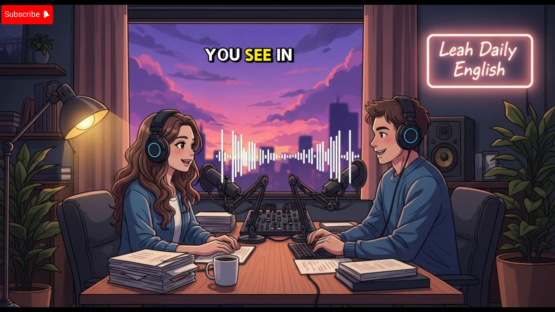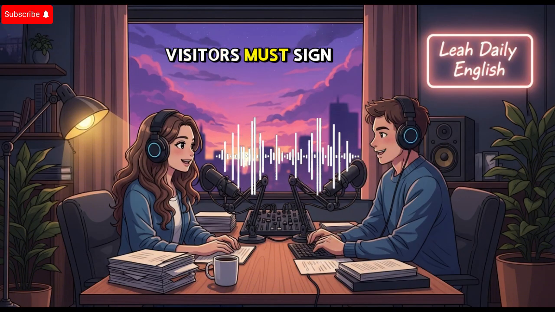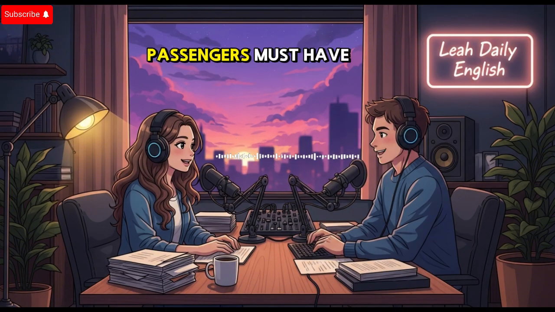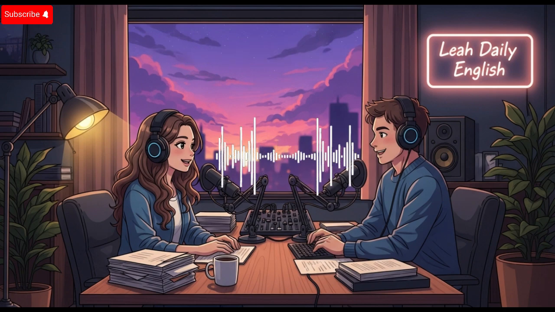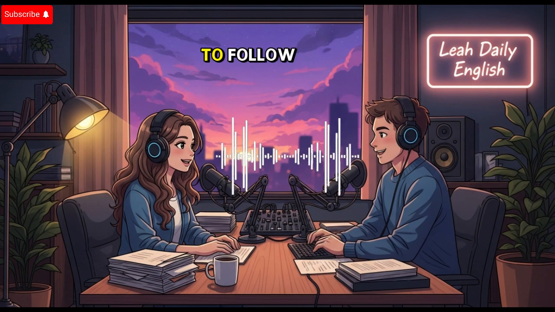Think about signs you see in public places. Visitors must sign in at reception. Passengers must have a valid ticket. These are rules that everyone has to follow.